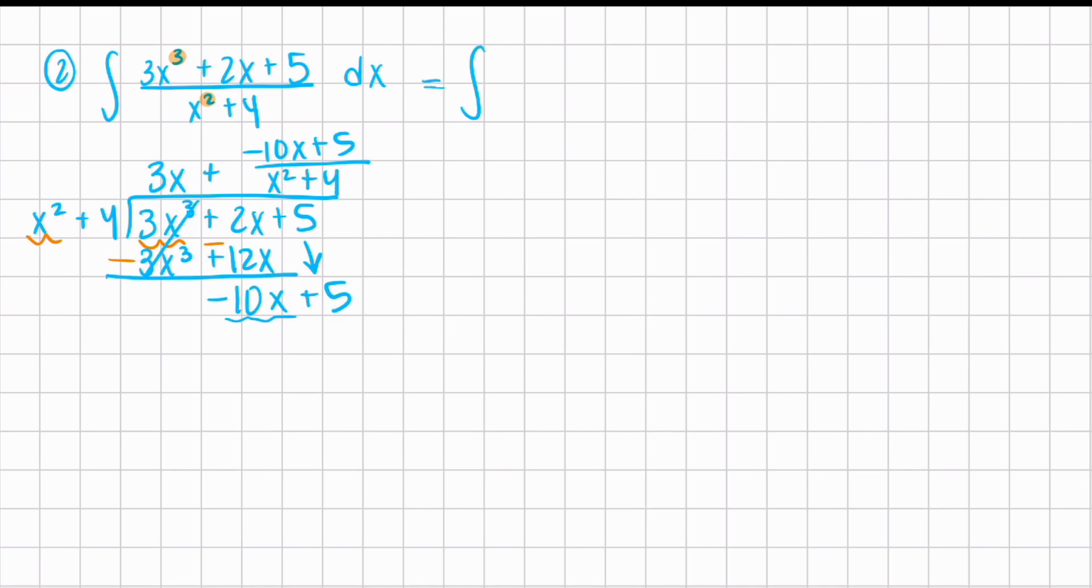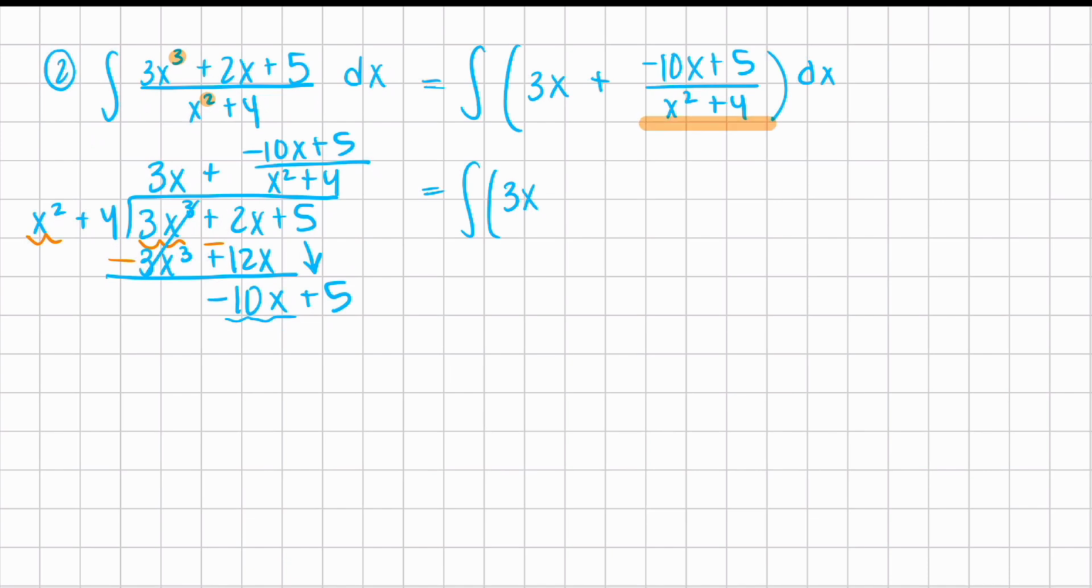So I'm going to rewrite my integral. This is the same thing as 3x plus negative 10x plus 5 over x squared plus 4. I'm going to split this. Now, before I split it, let's do it this way, 3x. And I'm going to split my fraction into two separate fractions. So I'm going to make this negative 10x over x squared plus 4 plus 5 over x squared plus 4 dx. I'm setting myself up for a u sub here and then an arctangent for the last term.